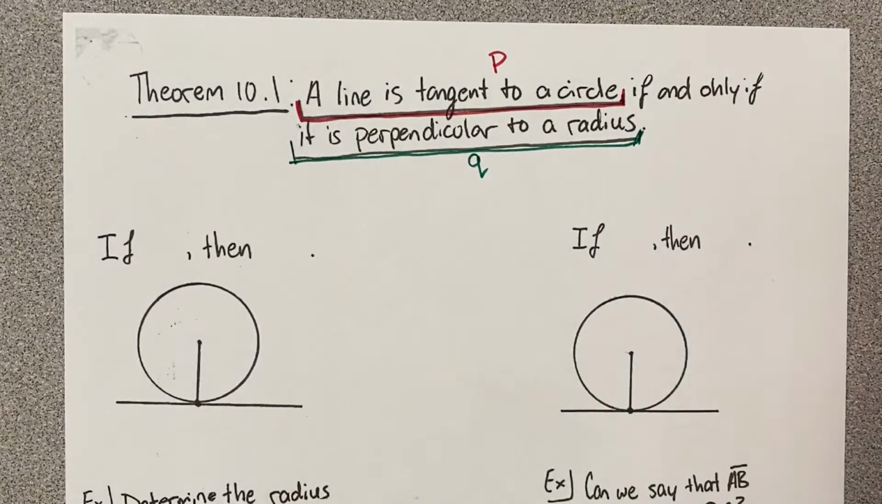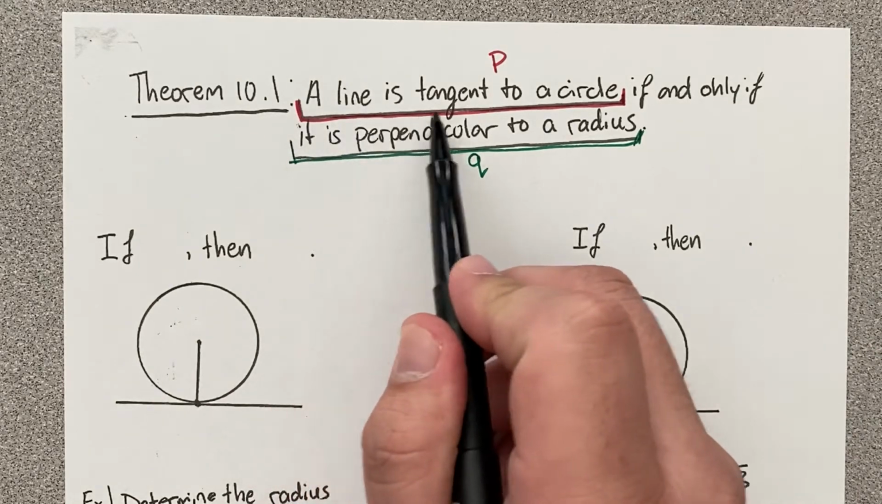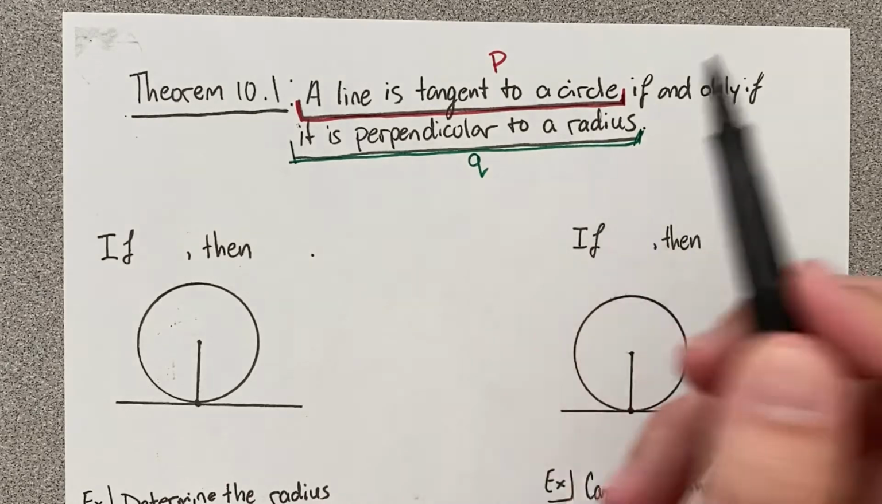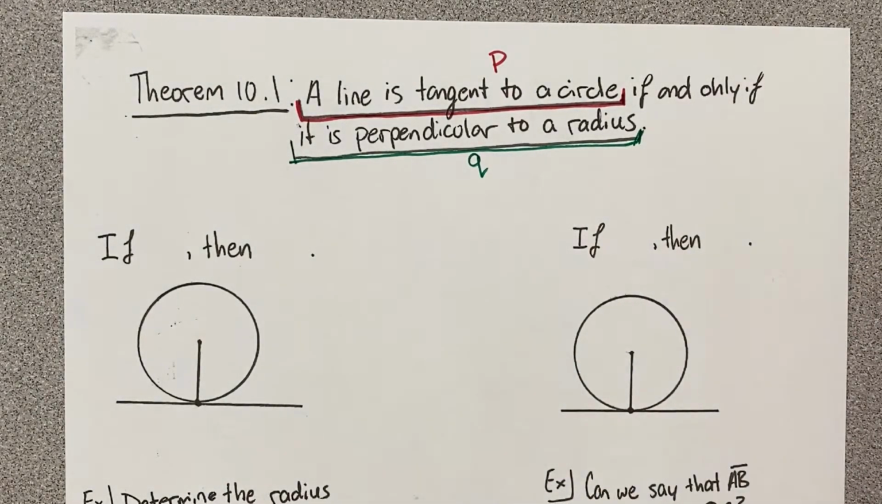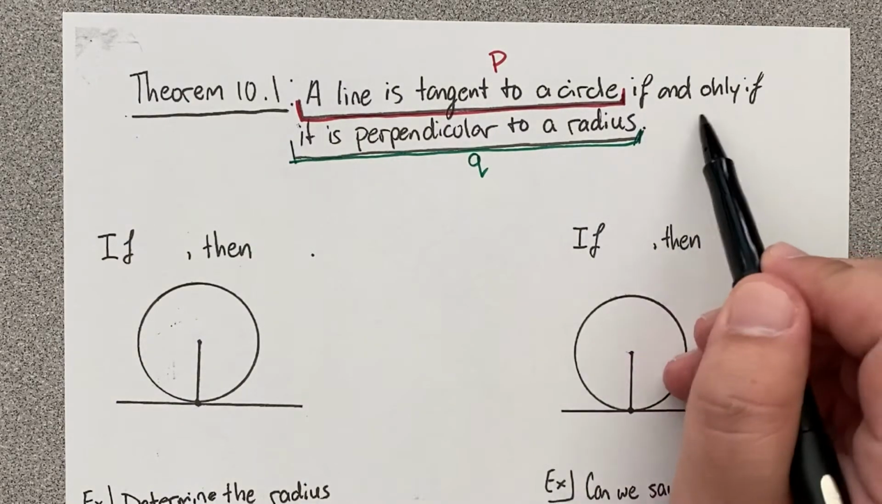So today we're going to talk about Theorem 10.1. Theorem 10.1 states, a line is tangent to a circle if and only if it is perpendicular to a radius. One important thing to note about this theorem is that it's a biconditional statement, and we know that because it says if and only if.